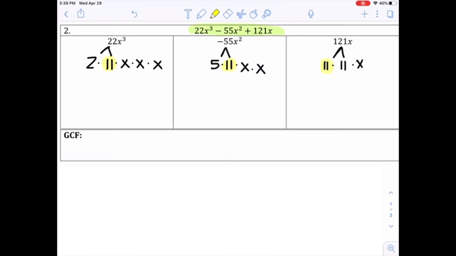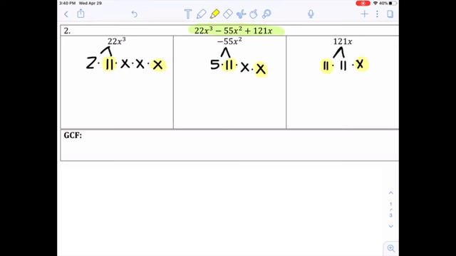Very good. All right. Now, also, in terms of numbers, the middle one has a 5, but neither of the other 2 do. All right. And last, we look at the variables. So our first one has 3 x's, second one has 2 x's, last one has 1 x. So, in common, we can only take out 1 from each one.